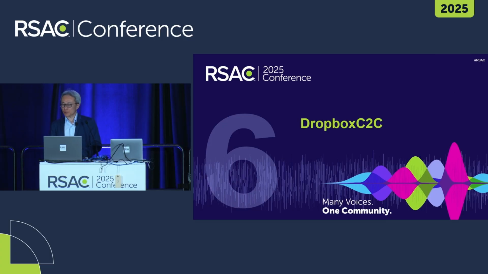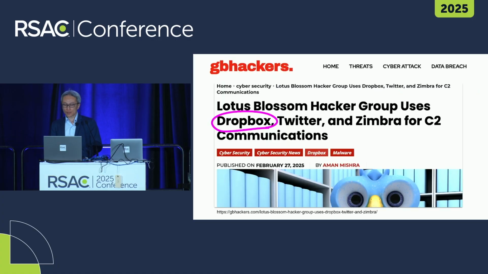Number 6, Dropbox C2. Unlike the traditional command and control infrastructure, where the attacker needs to create the infrastructure on their own, there's a different kind of C2 that leverages legitimate cloud services or any service that's available to users.